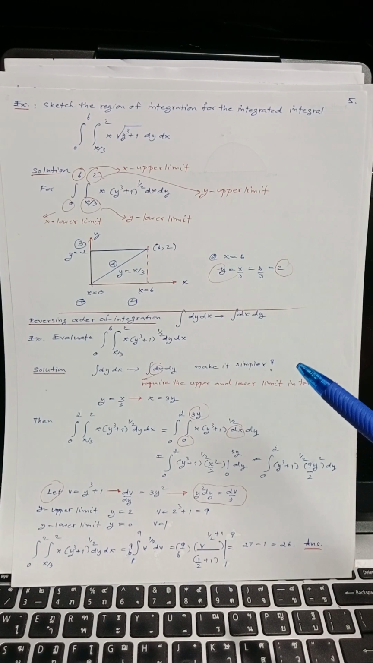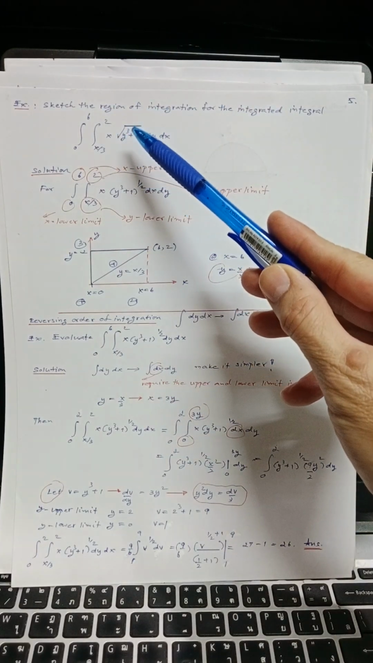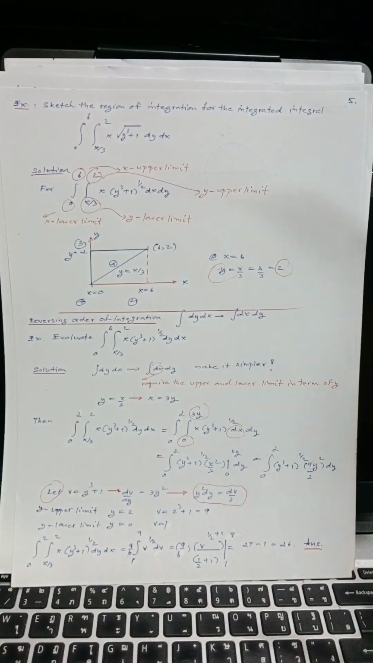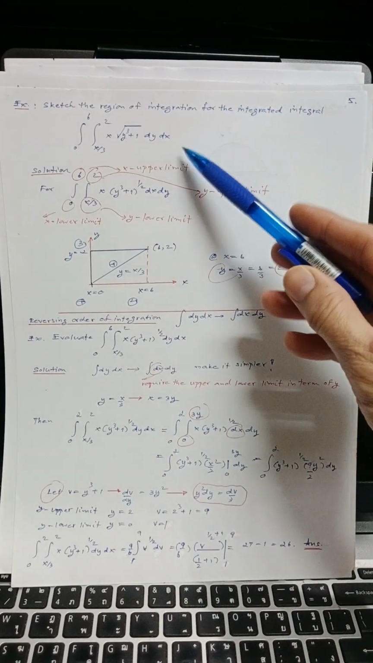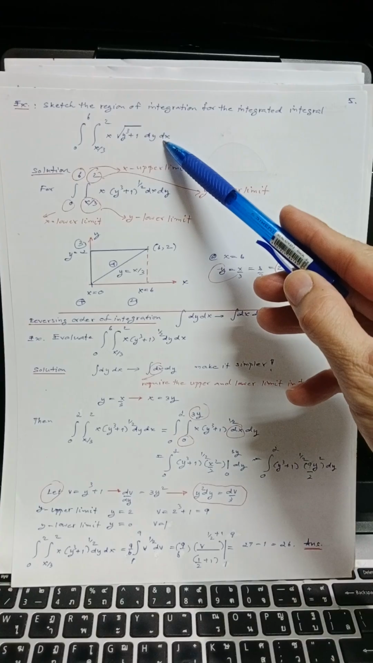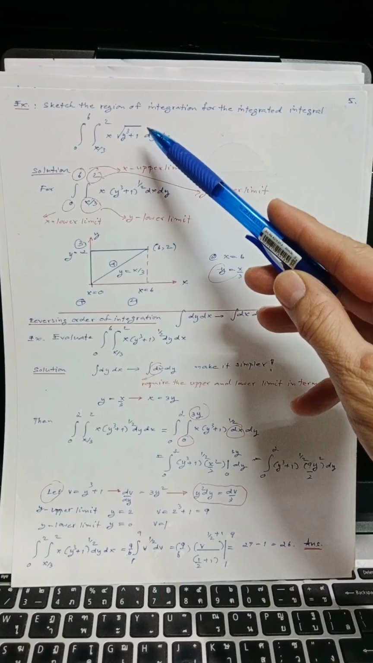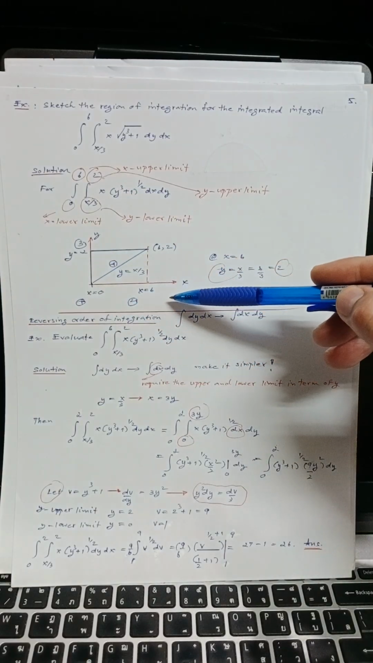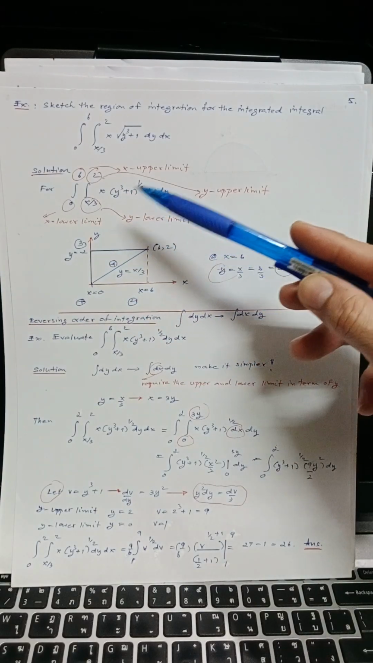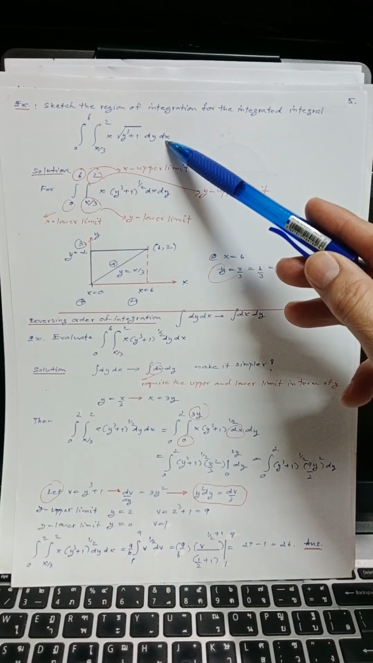Let's do another exercise. The problem asks you to sketch the region of integration of the integral. So this one is also a double integral, dx and dy. It asks you to sketch the region, so you need to plot the graph. And you simply take a look at the dx and dy. This is just the area, right?